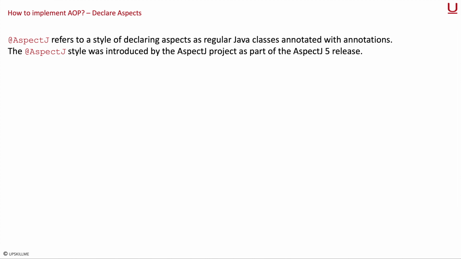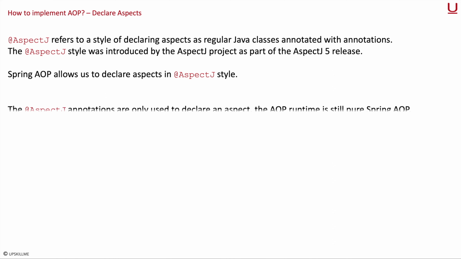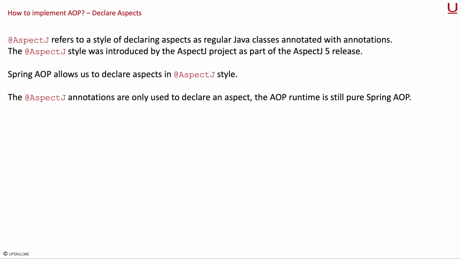AspectJ refers to a style of declaring aspects as regular Java classes annotated with annotations. The AspectJ style was introduced by the AspectJ project as a part of AspectJ 5 release. Spring AOP allows us to declare aspects in AspectJ style. The AspectJ annotations are only used to declare an aspect. The AOP runtime is still pure Spring AOP.